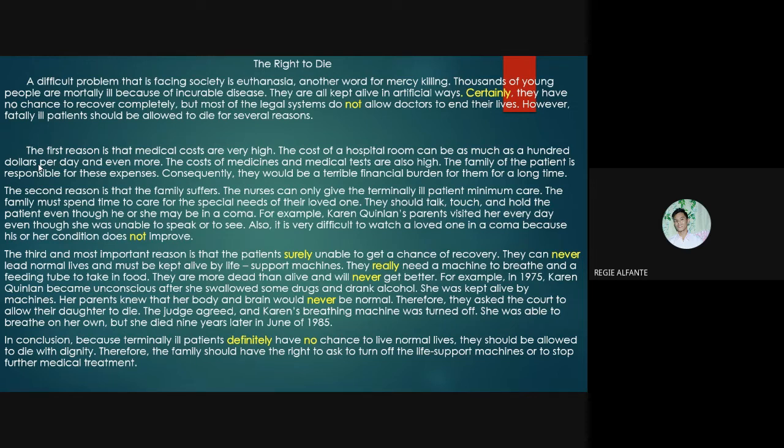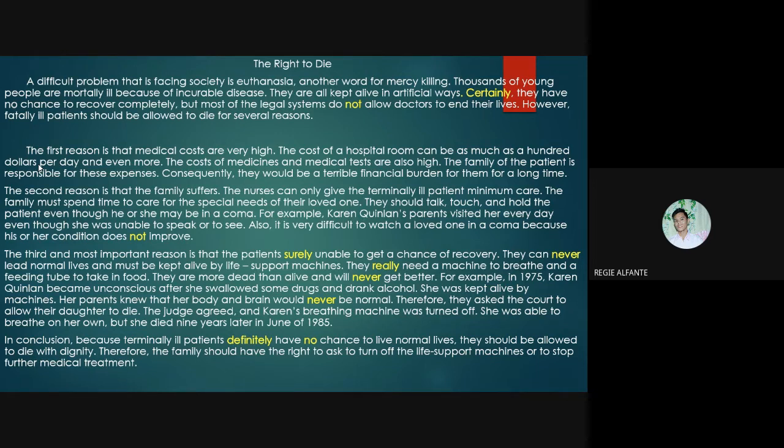The first reason is that medical costs are very high. The cost of a hospital room can be as much as $100 per day and even more. The cost of medicines and medical tests are also high. The family of the patient is responsible for these expenses. Consequently, it would be a terrible financial burden for them for a long time.